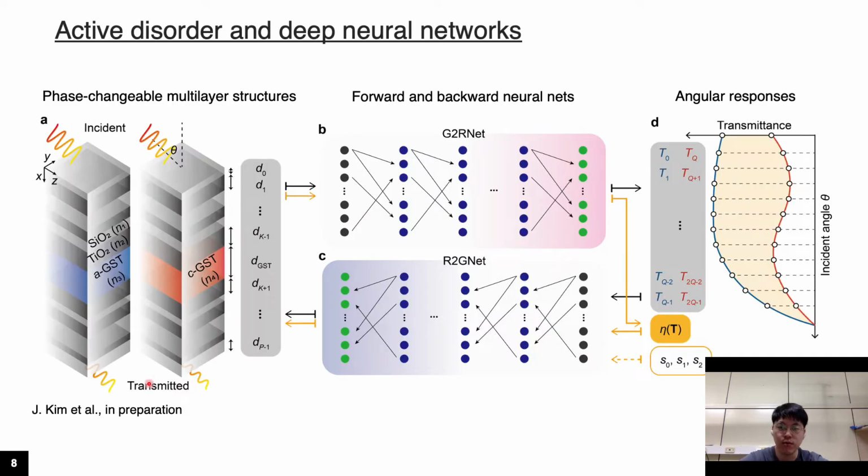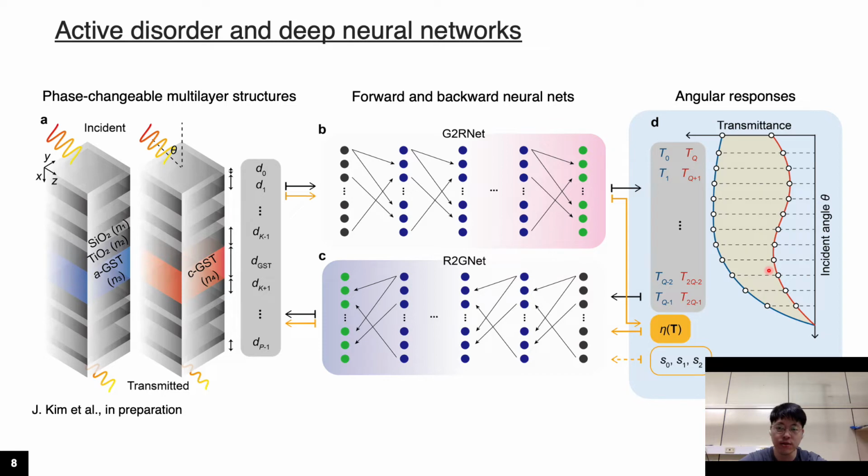This is our platform. We have binary multilayer structures, including a core layer of phase-changing material, such as germanium antimony telluride, so-called GST. Then the on-off operation by changing the phase of GST, as shown by blue and red color here, changes the angular response of the system.